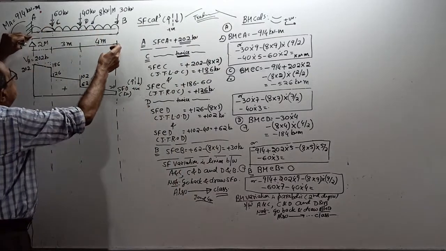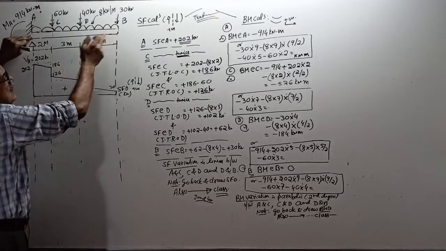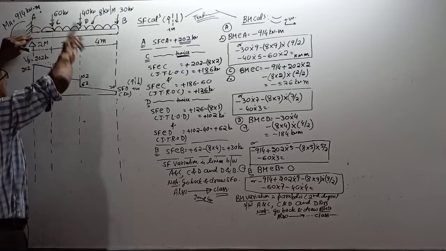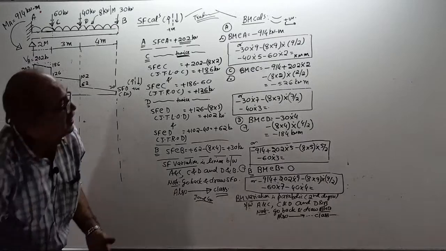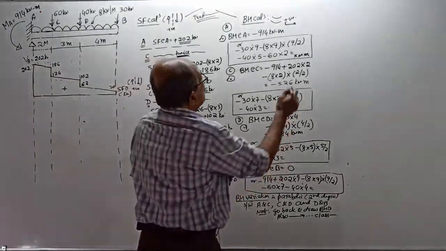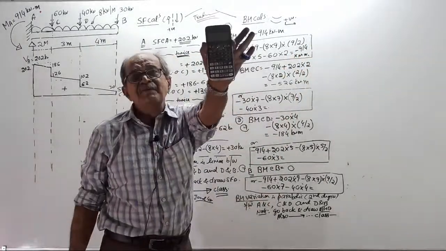Minus 30 into 9. Minus 8 into 9 into 9 by 2. Minus 40 into 5. Minus 60 into 2. Minus, now same answer. See now, I got same answer.